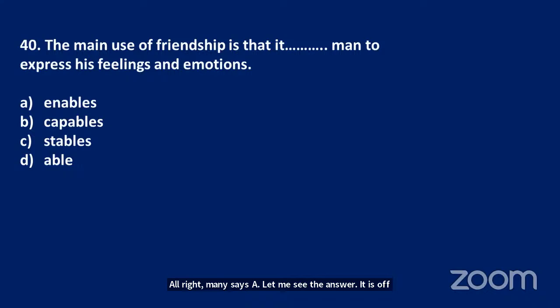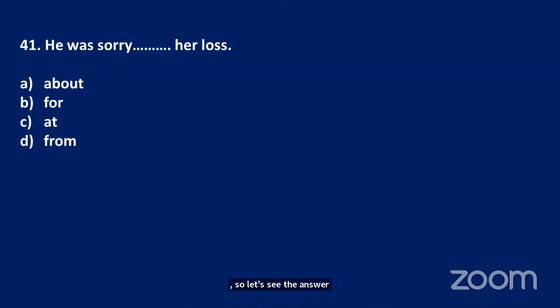See the next question. The main use of friendship is that it dash man to express his feelings and emotions. It enables, it capables, it stables, or it able. All right, let's see the answer. It enables man to express. All right, see the next question.